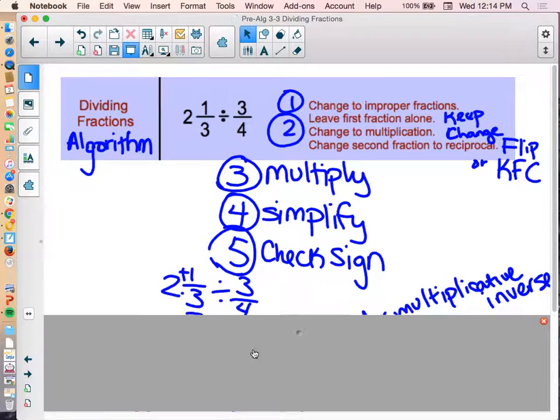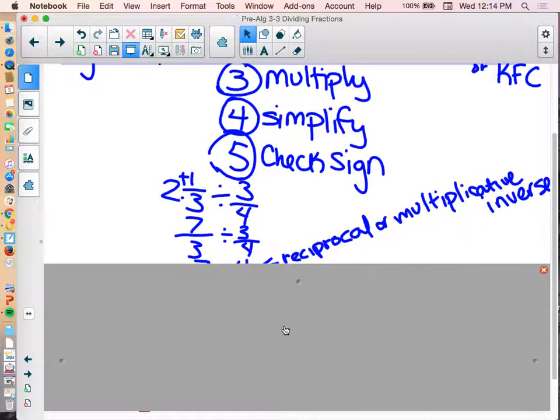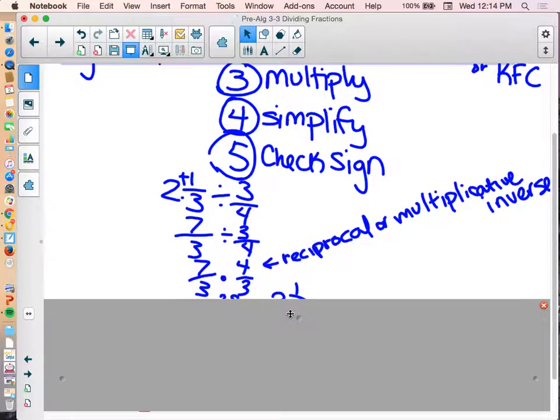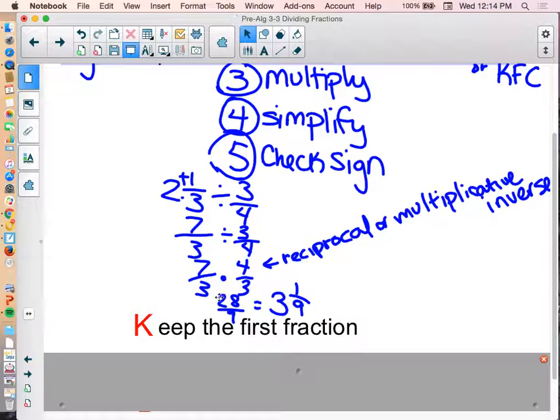So for example, 2 and 1/3 divided by 3/4. First you would change it to 7/3 divided by 3/4. Then you would change it to multiplication and then flip the second fraction, only the second fraction. And lastly, multiply straight across. 7 times 4 is 28, 3 times 3 is 9, and then you can change it from an improper fraction to a mixed number.